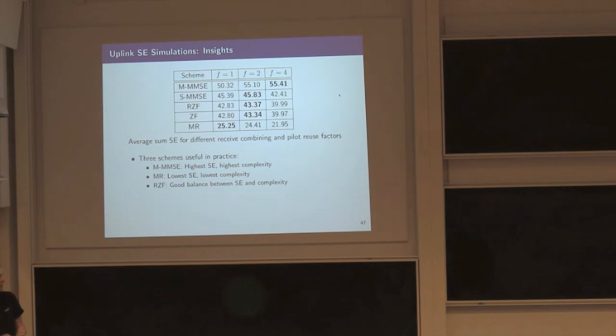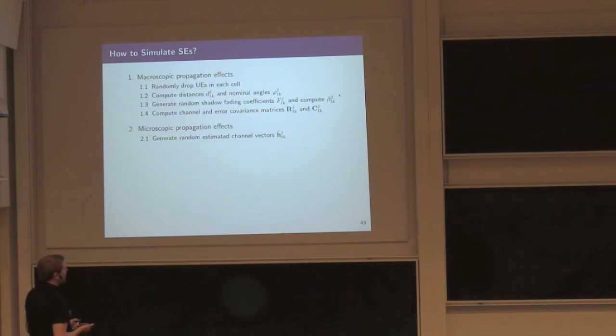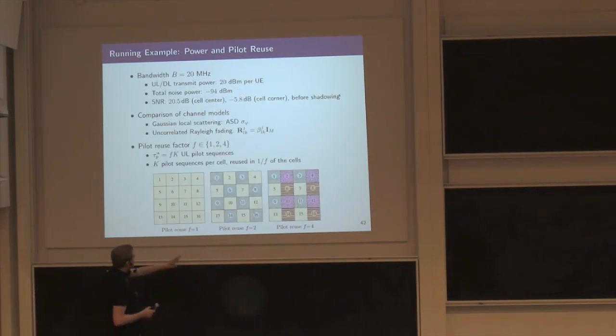So if you have a larger reuse factor, you move the users that use the same pilots as the users here further away. Over here, there are cells all around that interfere with you. Here is only the ones that are along the diagonal, and here they are even further away. So by using a higher pilot reuse factor, you will get less pilot contamination.